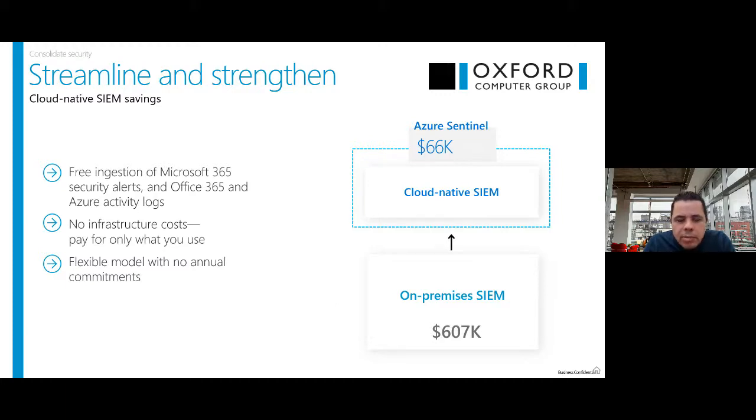Of course, it's a flexible model with no annual commitments as well. And there could be a potential of $66,000 savings by moving to a cloud-native SIEM. And again, for customers that are already Microsoft 365 users, they can start ingesting those Office 365 logs and Azure AD logs into Sentinel today.